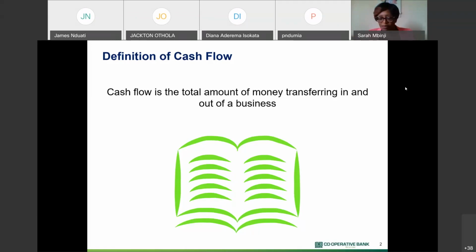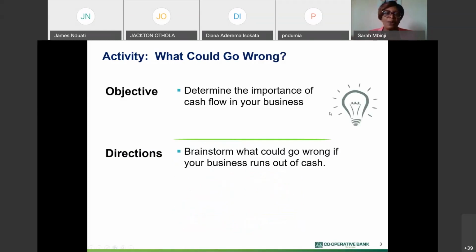So these are the conversations that we want. This session is all about opening our eyes to see where the money is coming from and where the money is going. Cash flow management for the business in the new normal. Let's start off with a small activity. And even before we do that, thank you so much, Diana, for telling us where the chat box is.